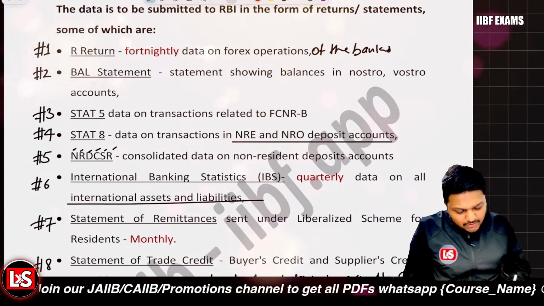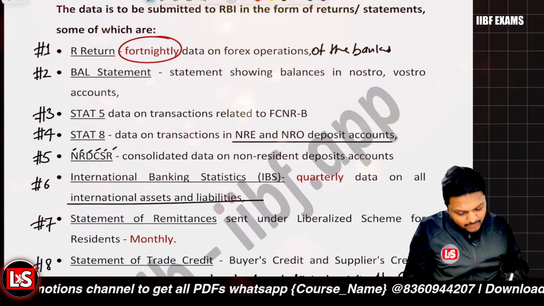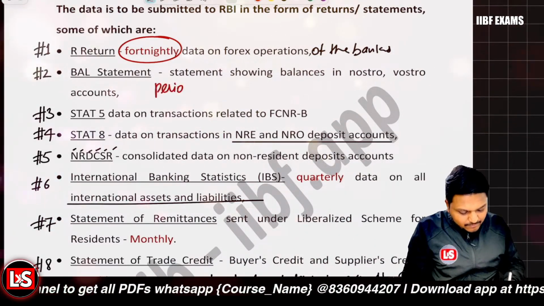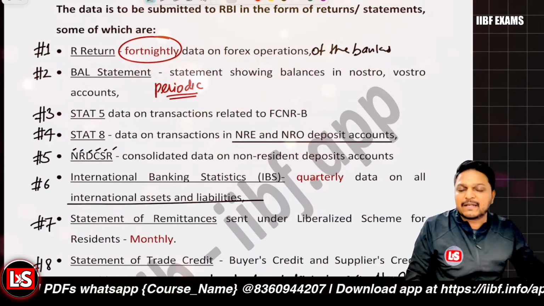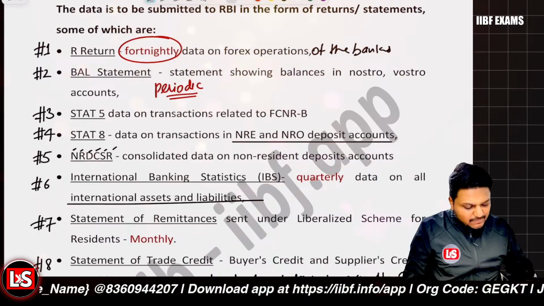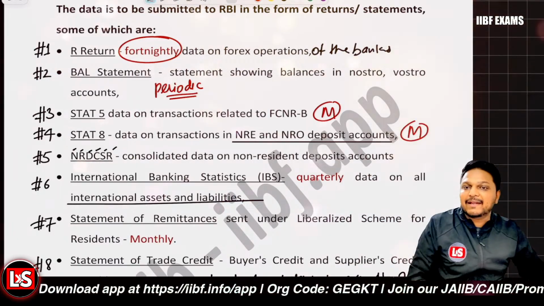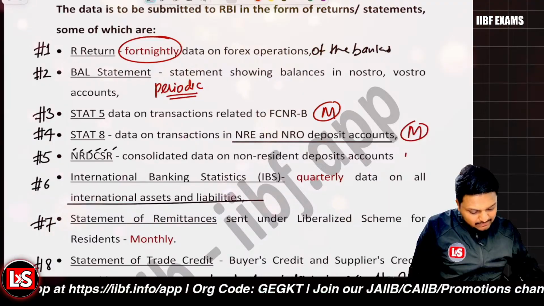The R return is on fortnightly basis. The BAL return is basically the periodic statement that is to be reported. Stat 8 is also a periodic statement, like on monthly basis. Stat 8 is also monthly basis statement. NRD CSR is also monthly basis statement.